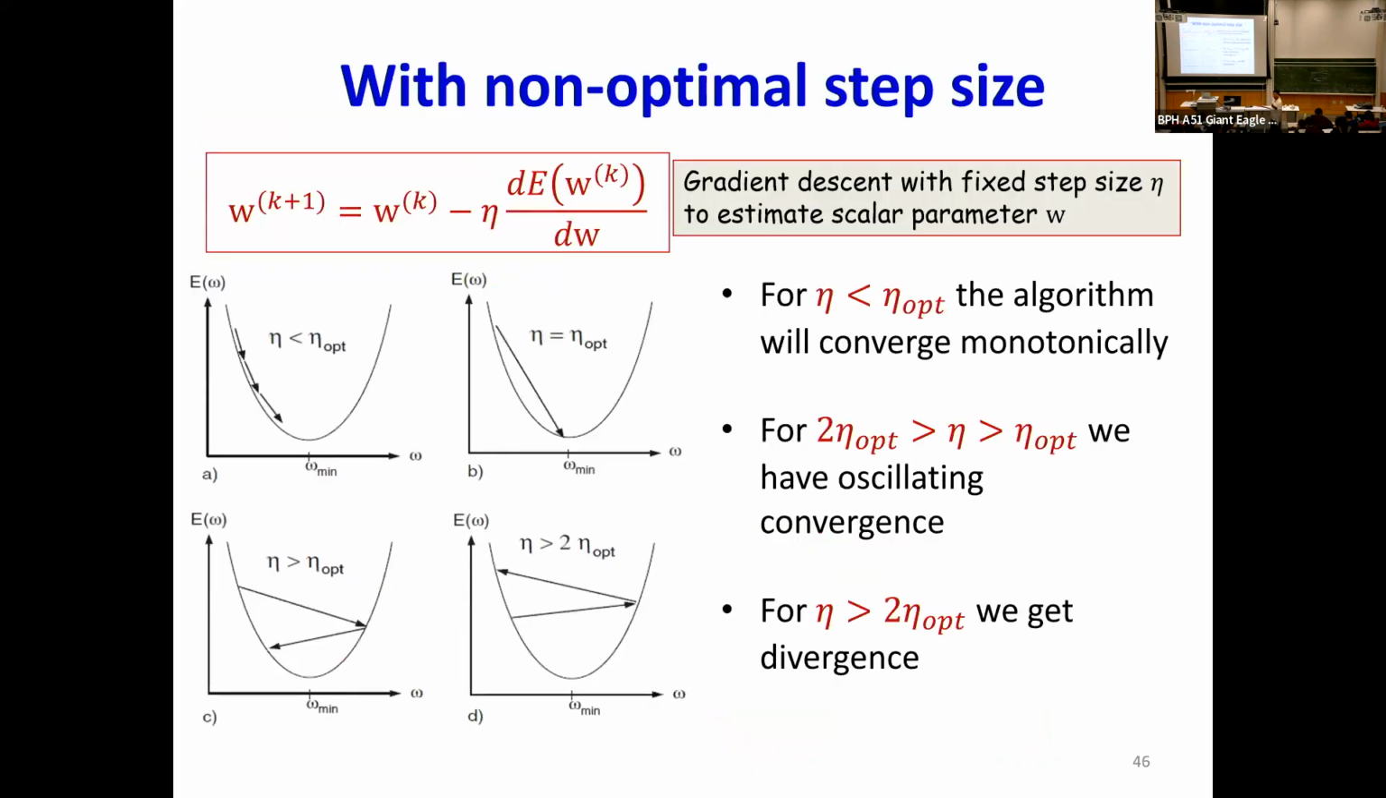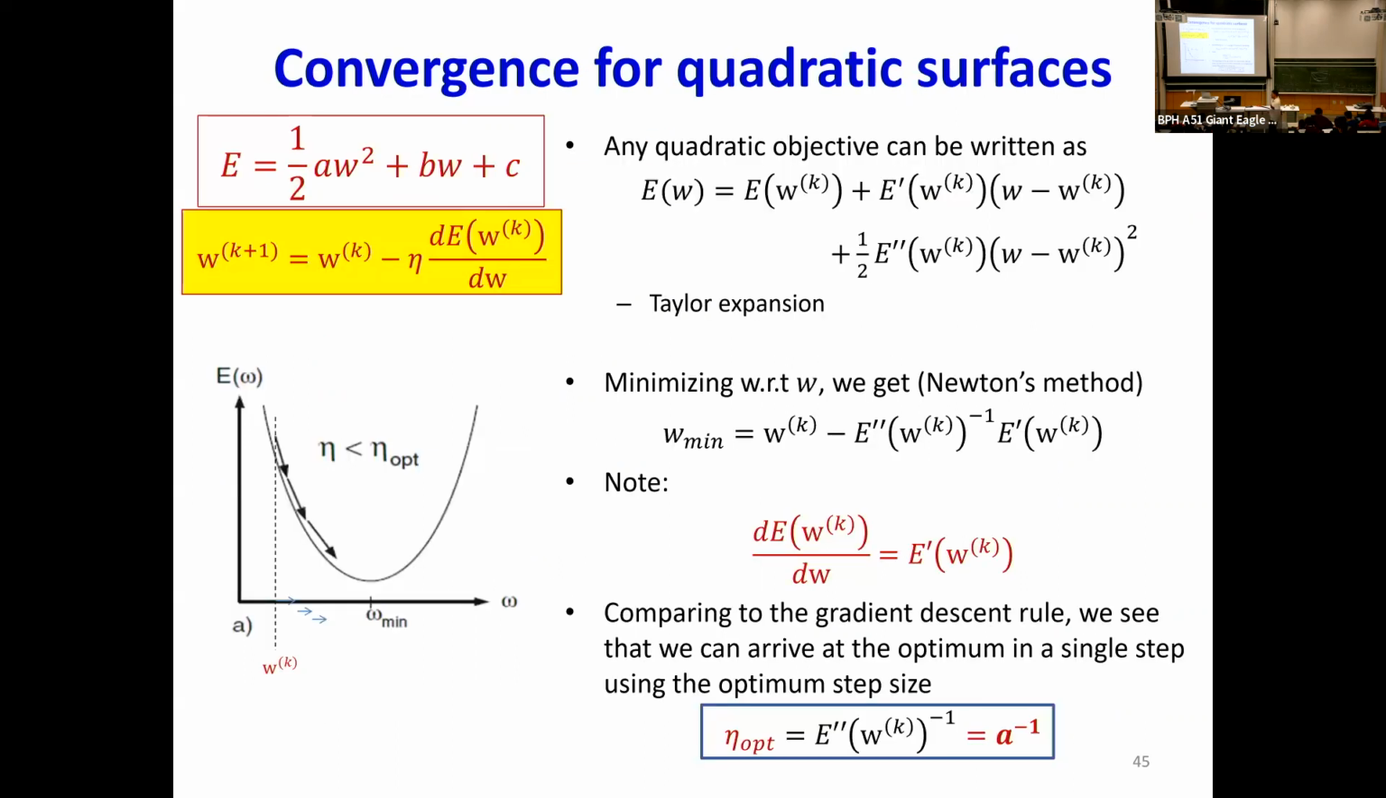How do we derive that twice the optimal step size will make it diverge? Because it's a symmetric function. This distance is the same as this distance, right? Twice the step size is going to get you back at the same height on the other side.